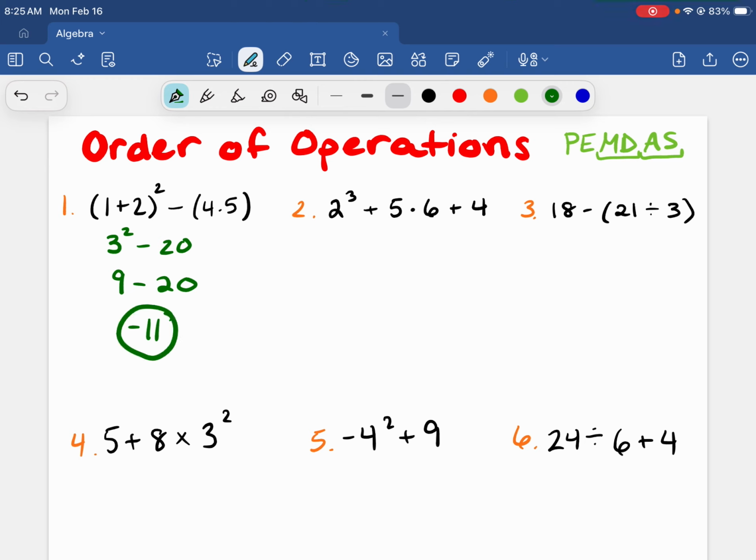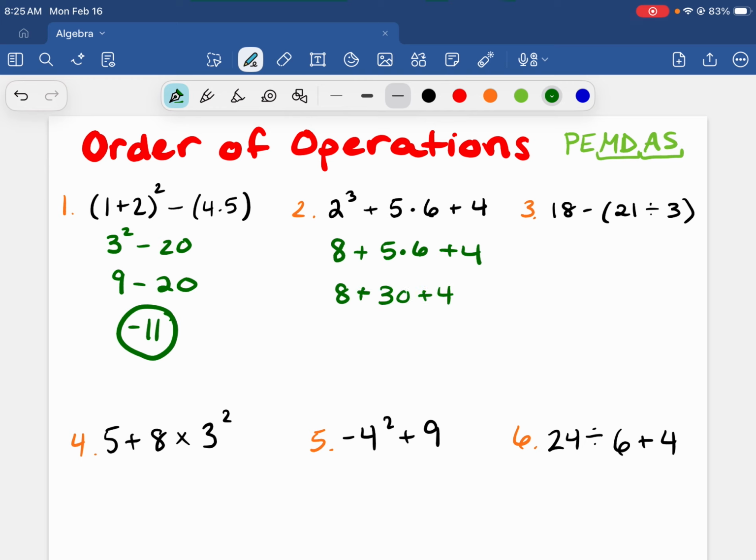For number 2, there are no parentheses, so we don't have to worry about those, but we do have some exponents, and 2 to the third power, or 2 cubed, or 2 times 2 times 2, is 8, plus 5 times 6 plus 4. The next line will be multiplication or division, and we only have multiplication here, so 8 plus 5 times 6 is 30, plus 4.